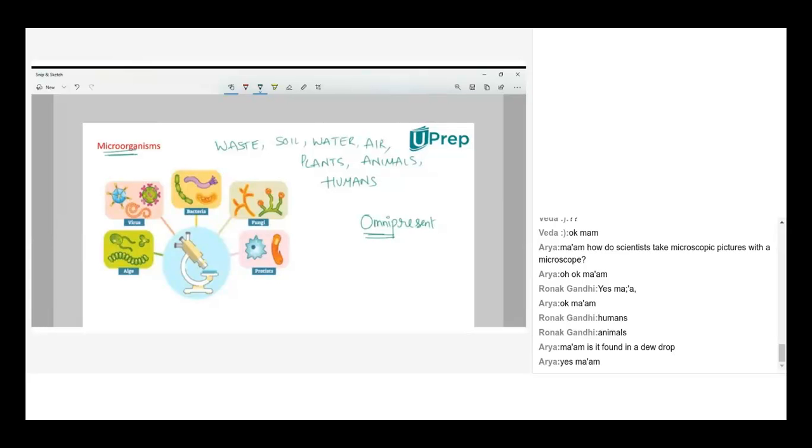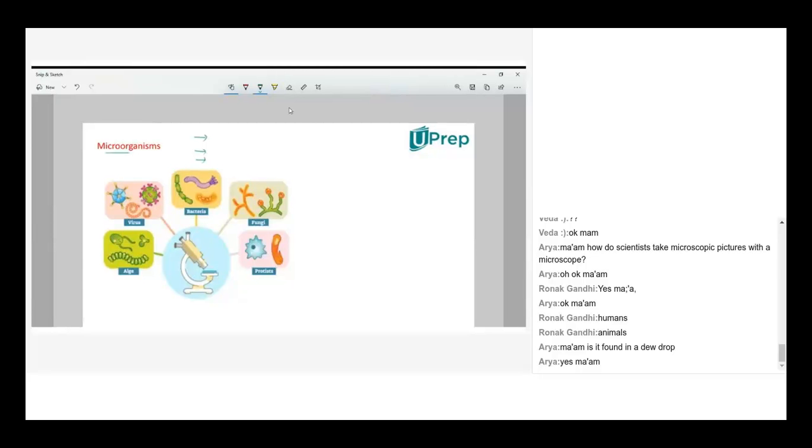Now here omnipresent. Omnipresent means the microorganisms are omnipresent. So omnipresent means they are present everywhere. Now when we go for the different types of microorganisms, we talk about the conditions where the microorganisms can survive. If they are present everywhere, how they are surviving everywhere? That's the point of interest over here. Now here comes few new terms.